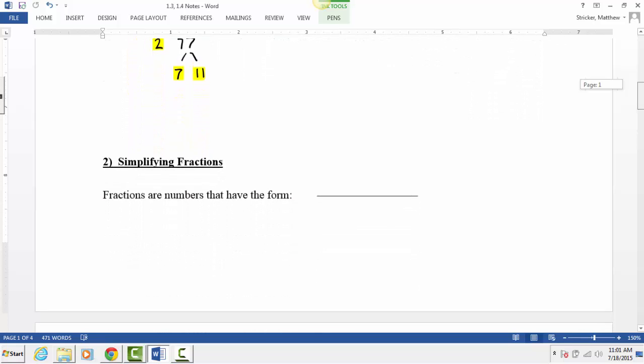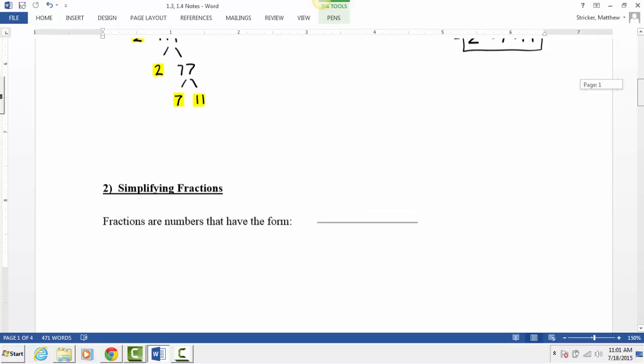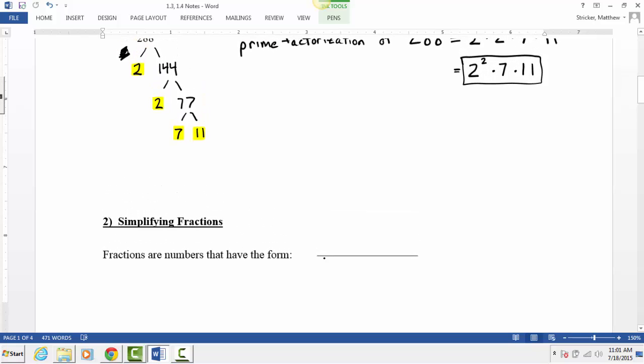And then we can also talk about simplifying fractions. Fractions are numbers that have the form where there's a number on the top and a number on the bottom. Specifically, we call the top number the numerator, and the bottom number we call the denominator.